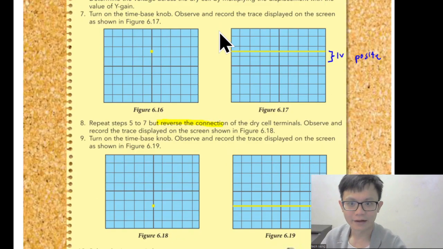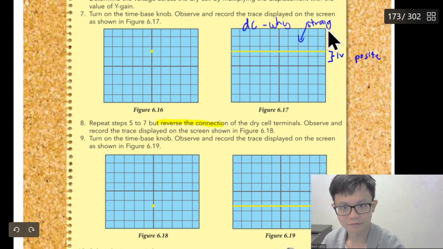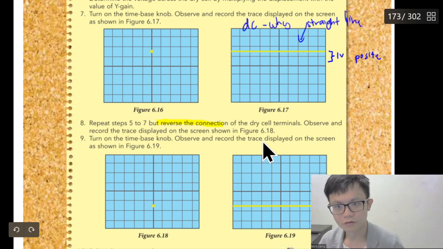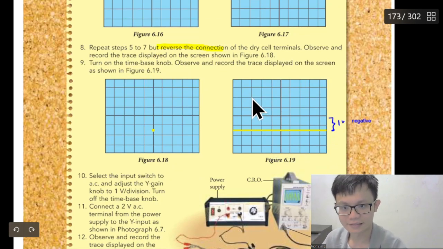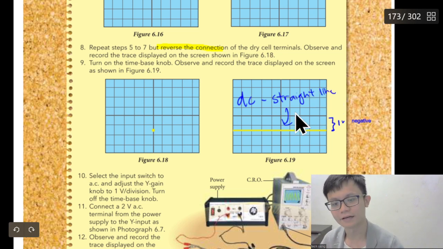Okay, to wrap things up, I write here, here is DC. Why? Because it's a straight line. So, this one is what? This one is DC, because it's a straight line. Correct or not? I can see a straight line here.